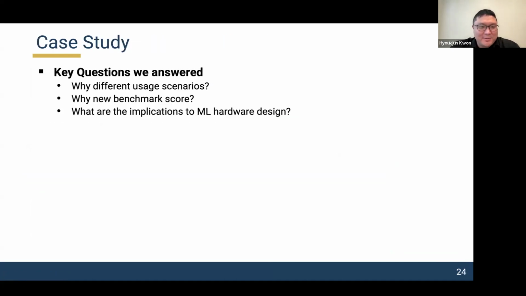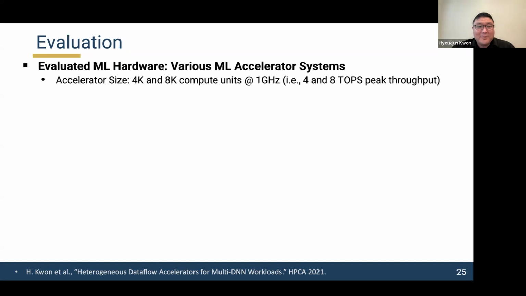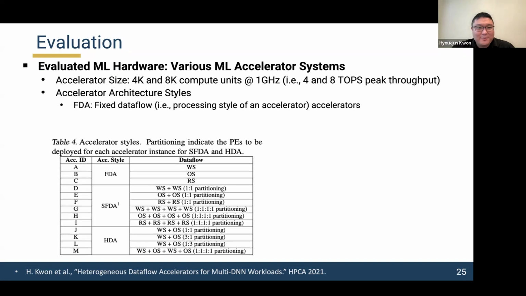I wanted to discuss some interesting case study results. We focused on these key questions in this case study. Why do we need different usage scenarios? Why do we need a new benchmark score? And what are the new implications for ML hardware design? For these case studies, we focused on ML accelerator systems. We had two accelerator sizes, those with 4K PEs and 8K compute units or PEs. And we evaluated various accelerator architecture styles. The first style is fixed dataflow, which is the traditional style. The second, SFDA, just means multiple FDA, fixed dataflow accelerator instances within a single chip. And the third category is heterogeneous multi-instance accelerators within a single chip.